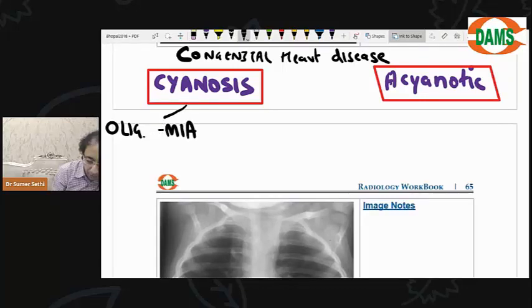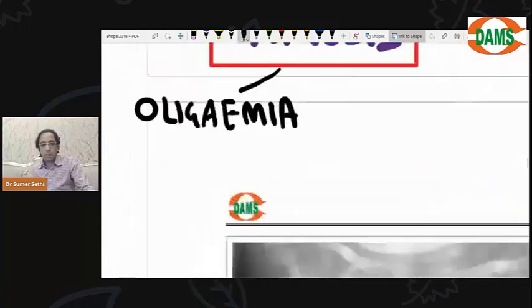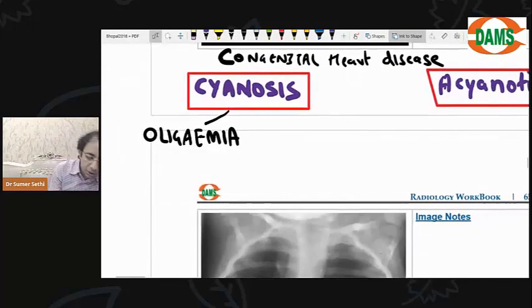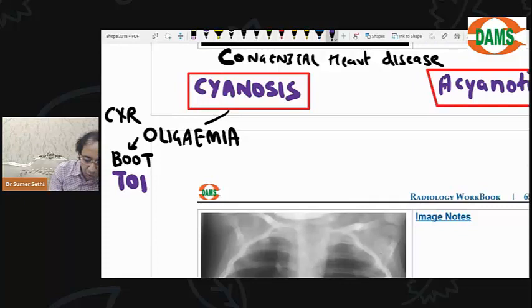Olig मतलब कम. ओके, अगर पेशेंट को साइनोसिस है और उसके चेस्ट एक्सरे में लंग्स में ओलिगीमिया है, ओके, और उसका हार्ट का शेप बूट के जैसा है, then we make a diagnosis of tetralogy of Fallot. Everybody understands? Are you clear or not?